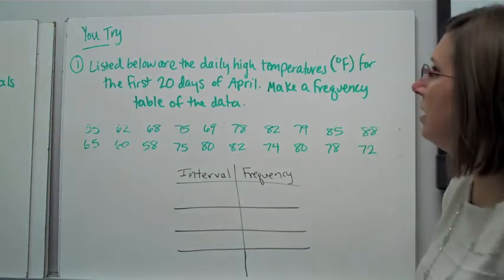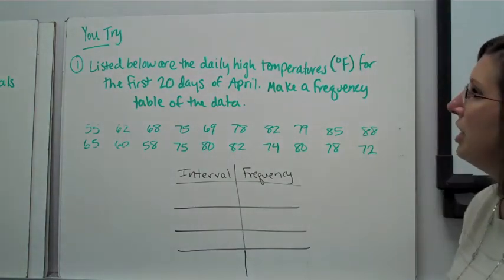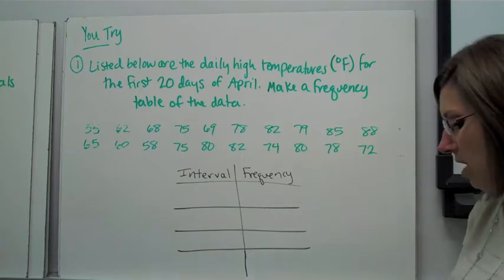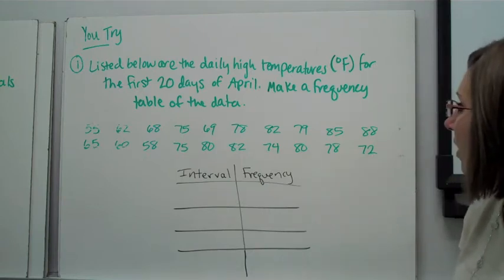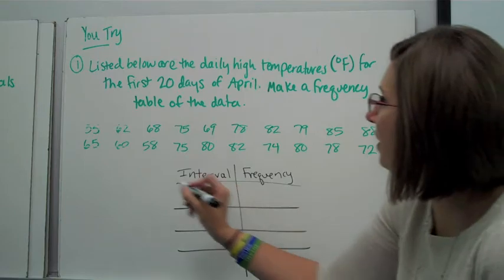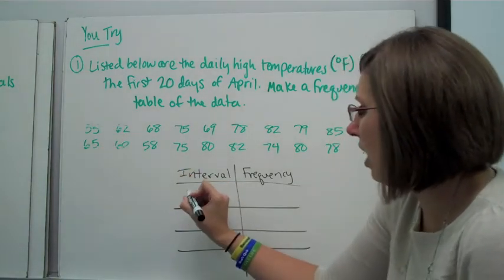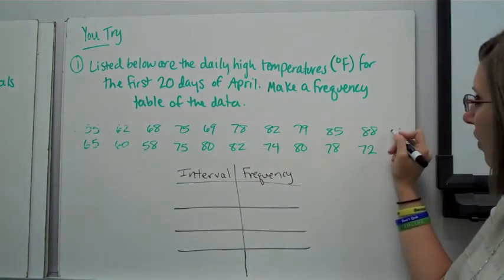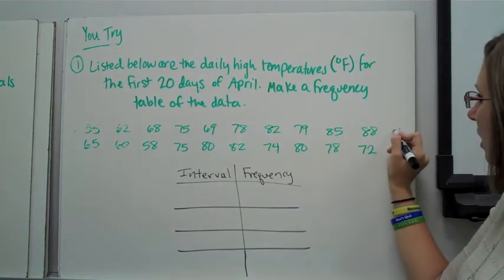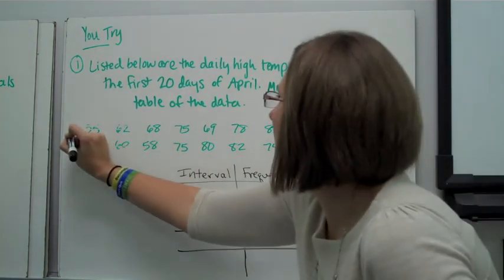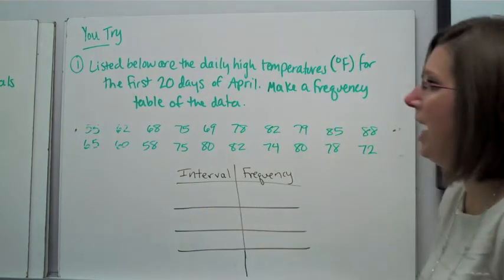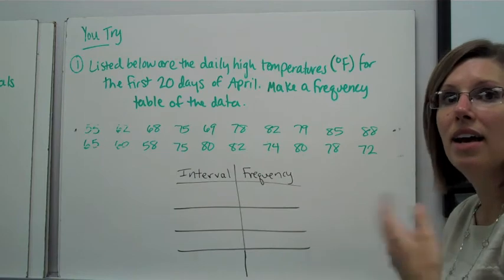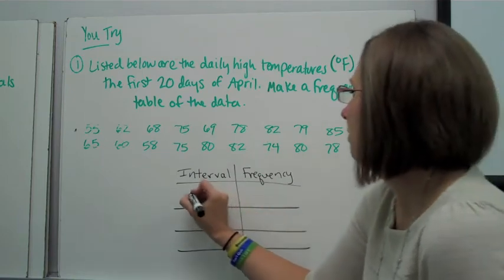So it says, listed below were the daily high temperatures in degrees Fahrenheit for the first 20 days of April. Make a frequency table. So it looks like my low is in the 50s. So I have 55 as my low. My high over here, 88. So I need to go from the 50s to the 80s. So 50s, 60s, 70s, and 80s. That's like 4 equal intervals.